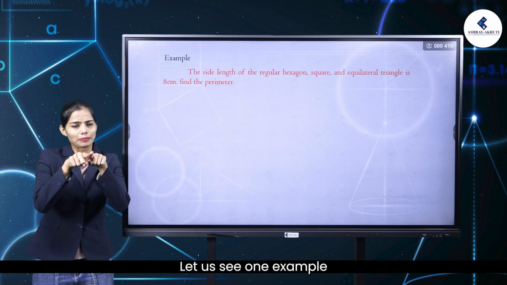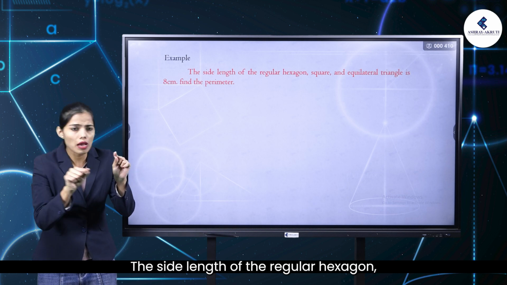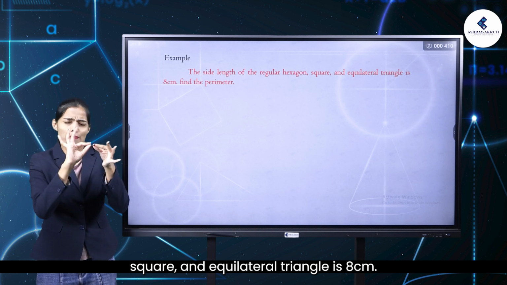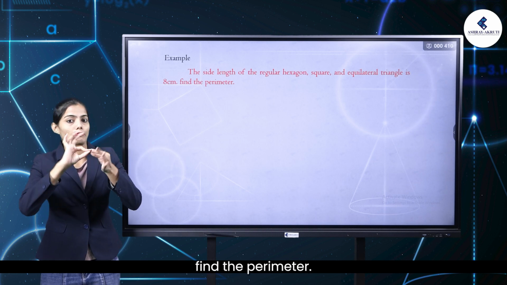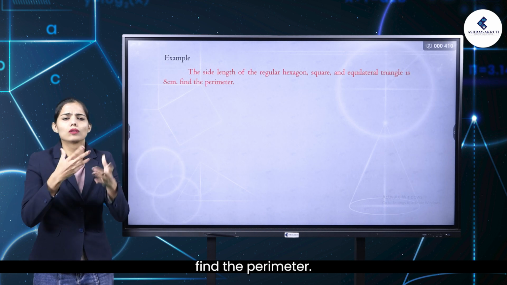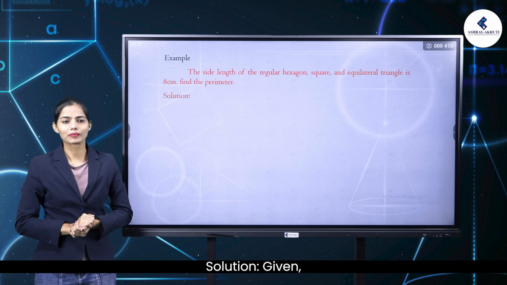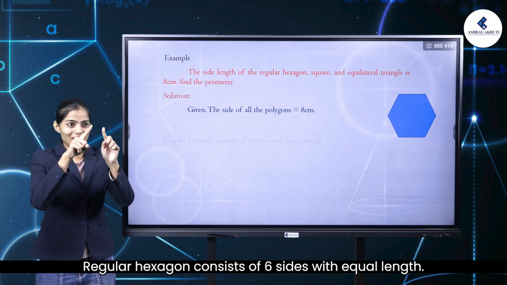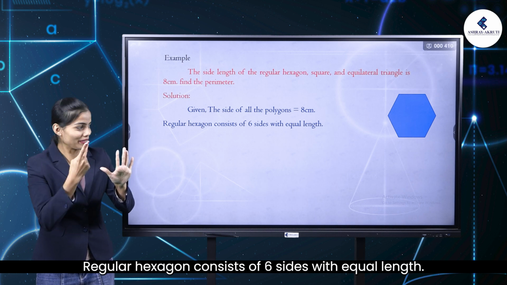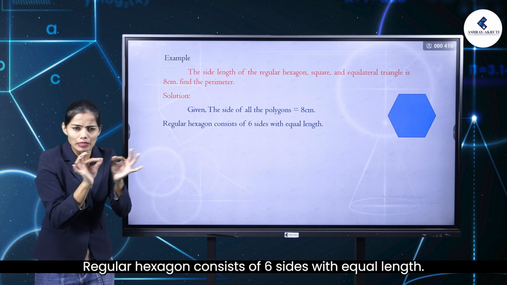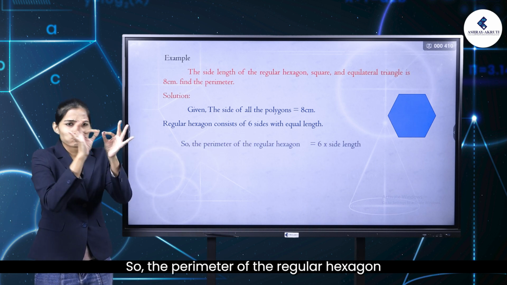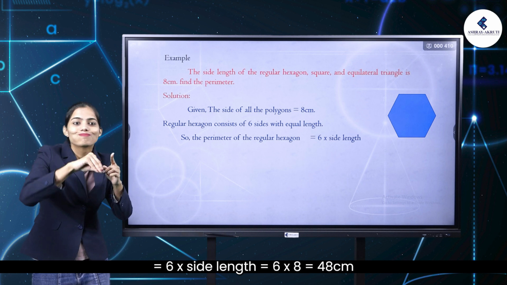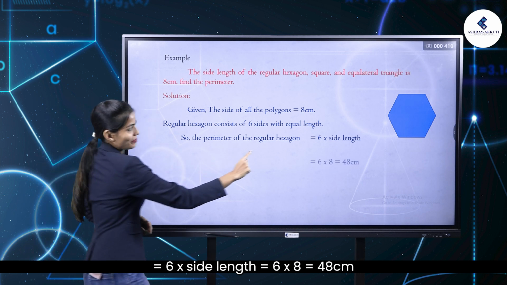Let us see one example. The side length of the regular hexagon, square and equilateral triangle is 8 cm. Find the perimeter. Solution. Given the side of all the polygons is equal to 8 cm. Regular hexagon consists of 6 sides with equal length. So, the perimeter of the regular hexagon is equal to 6 into side length, is equal to 6 into 8, is equal to 48 cm.